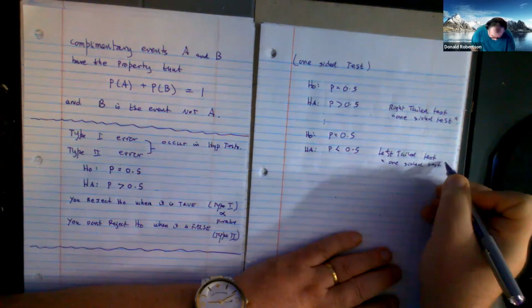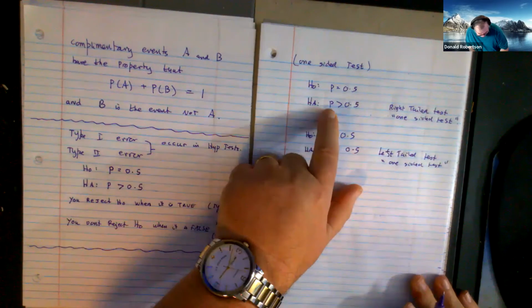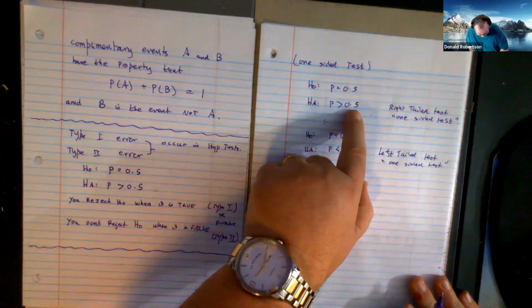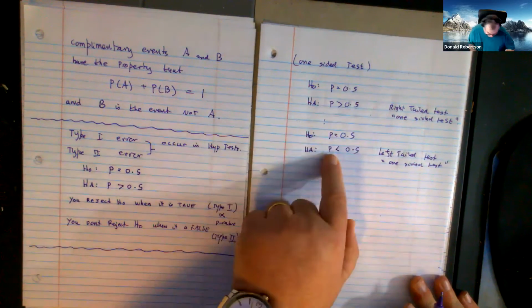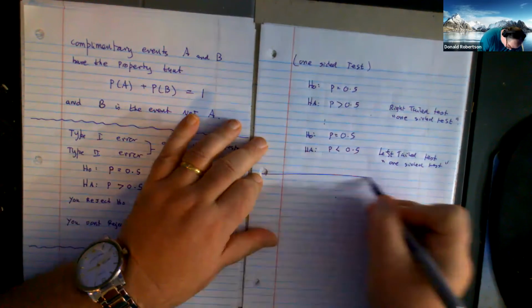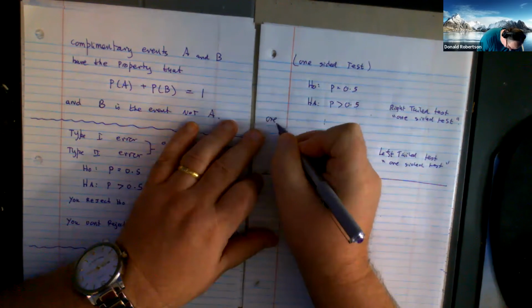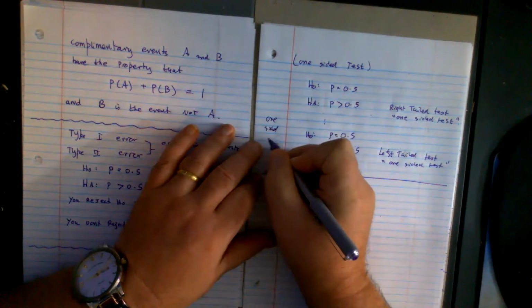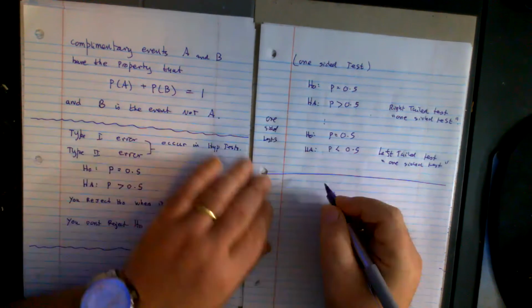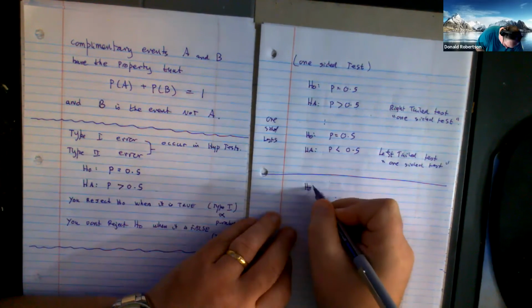So if you ever see the alternate is p or mu bigger than a number or less than a number, these together are one-sided tests. Okay, so if it was like an exclamation point equal sign, or not equal? Right, that'd be not equal. That's a two-sided test.